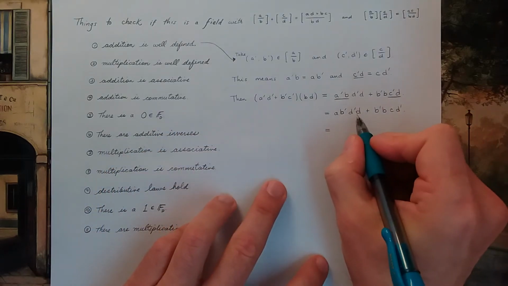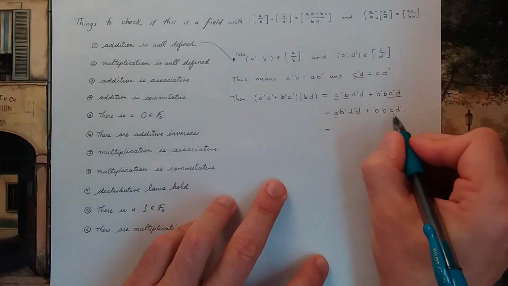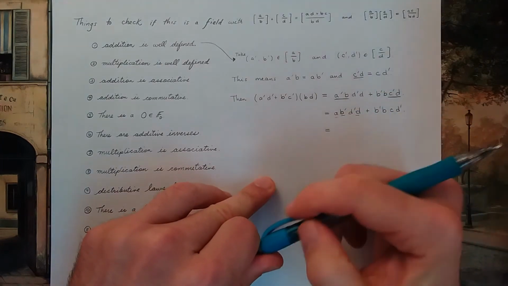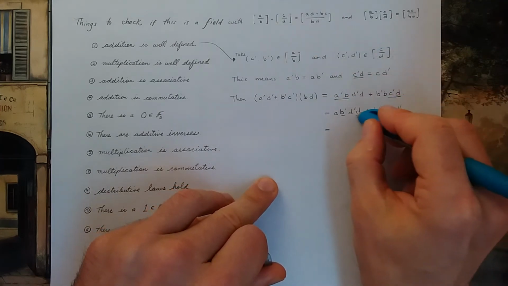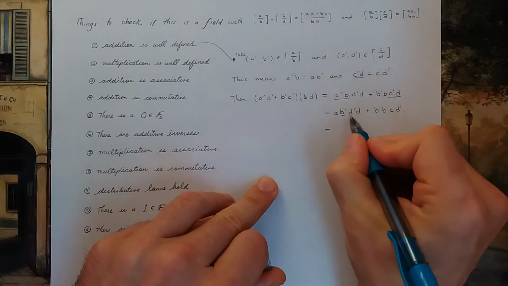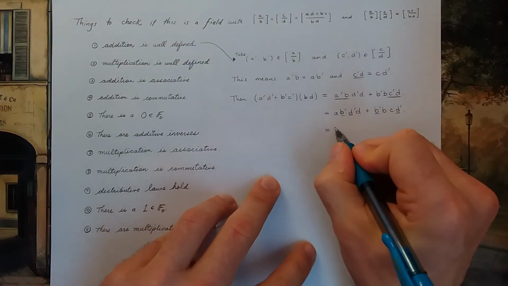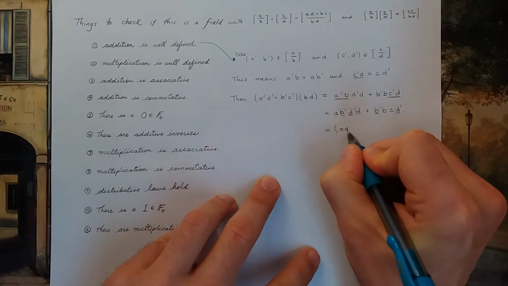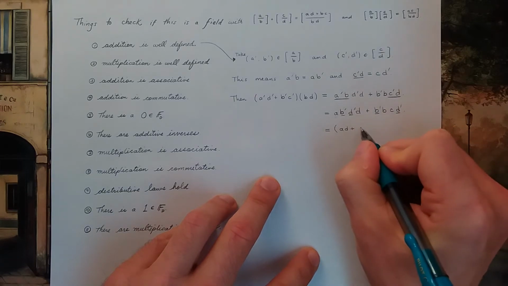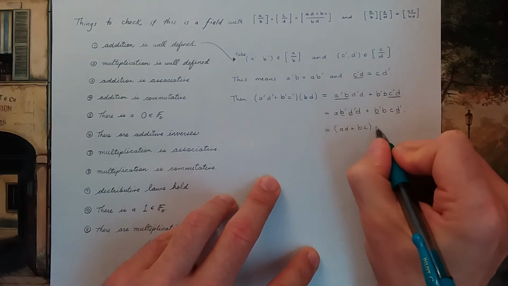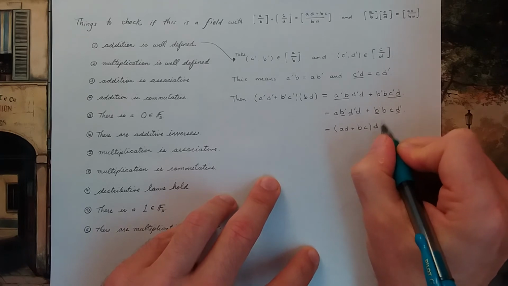Now I could factor out what's common here. I could factor out a B prime D prime, because B prime D prime is in both terms. And I'm left with AD plus BC times B prime D prime.